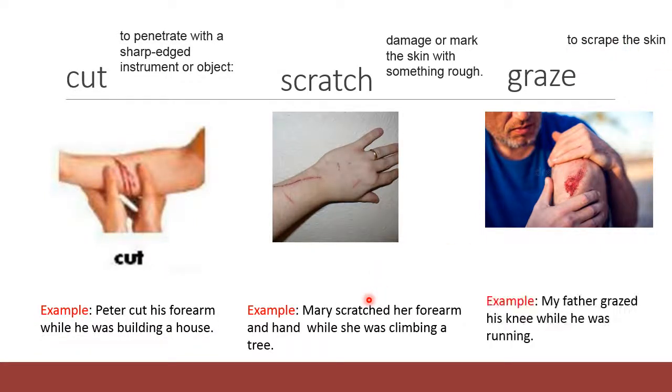Let's check some examples to understand the meanings. Peter cut his forearm while he was building a house. Mary scratched her forearm and hand while she was climbing a tree. And finally, my father grazed his knee while he was running. So here you can see how the injuries change according to the word. A cut obviously is more serious than a scratch or a graze.